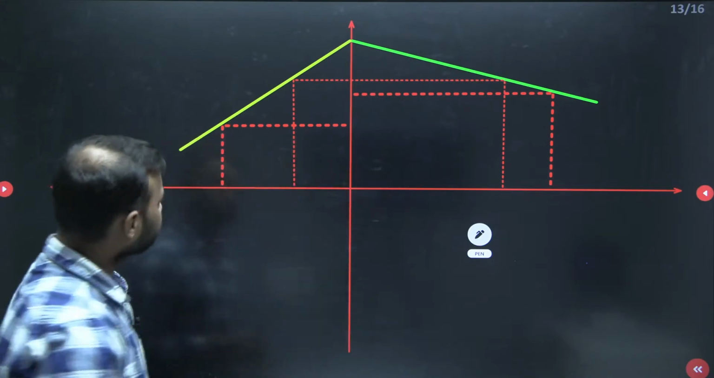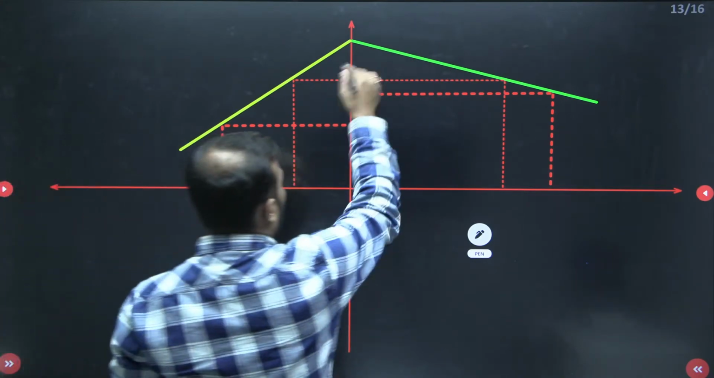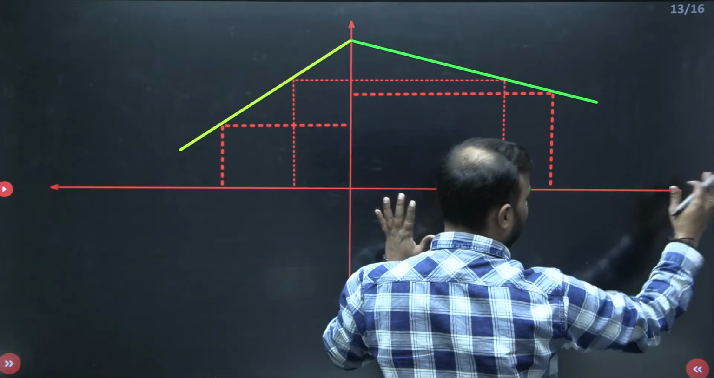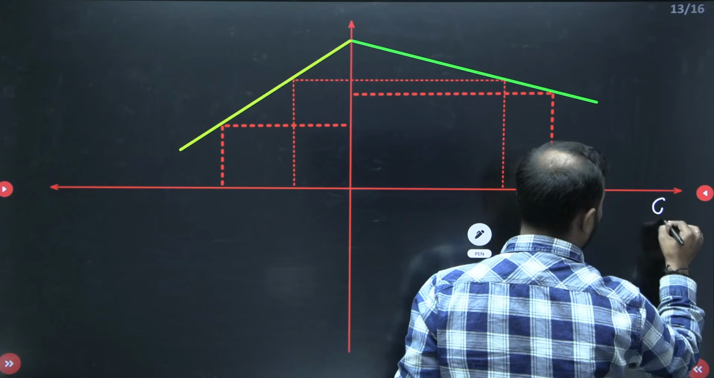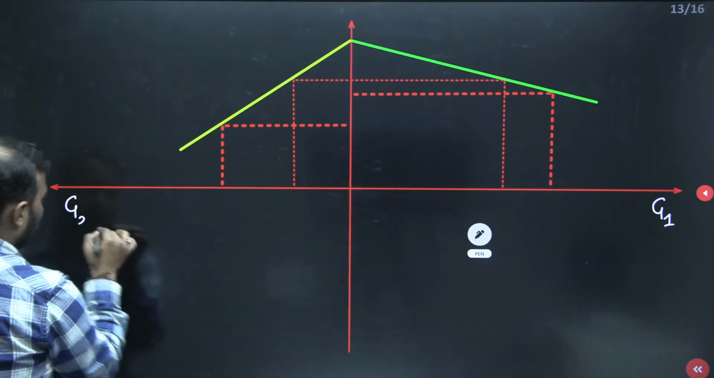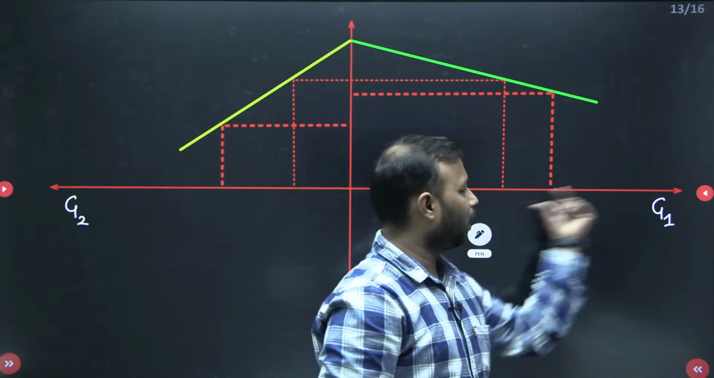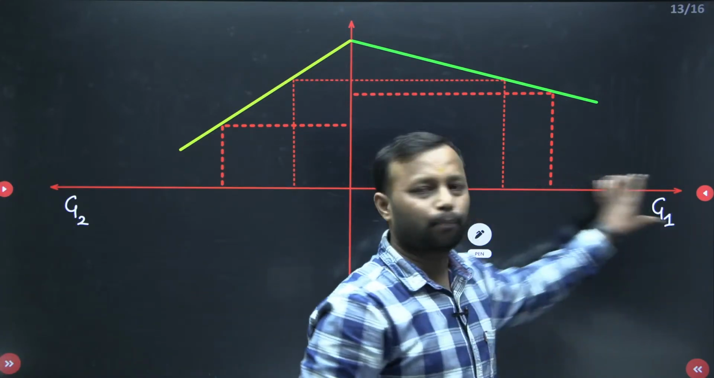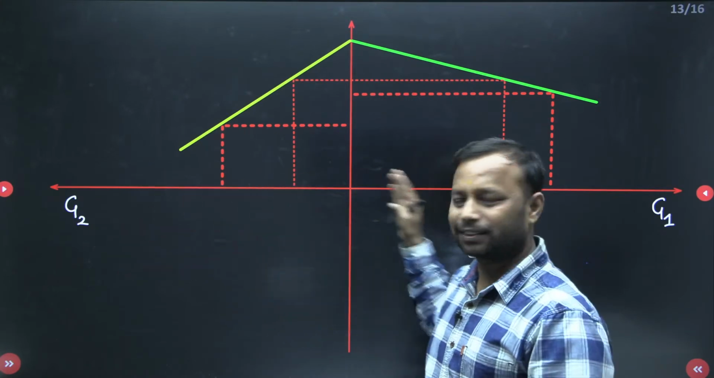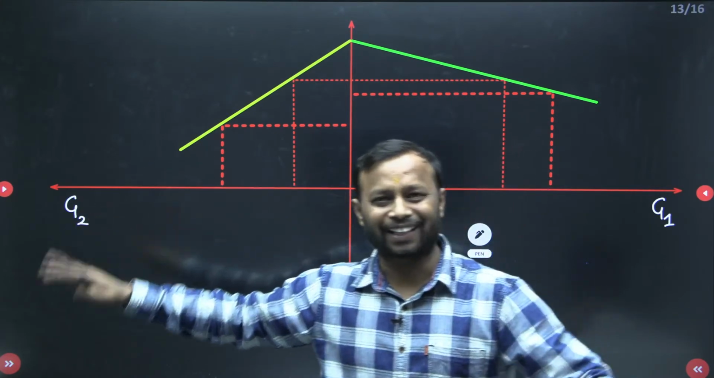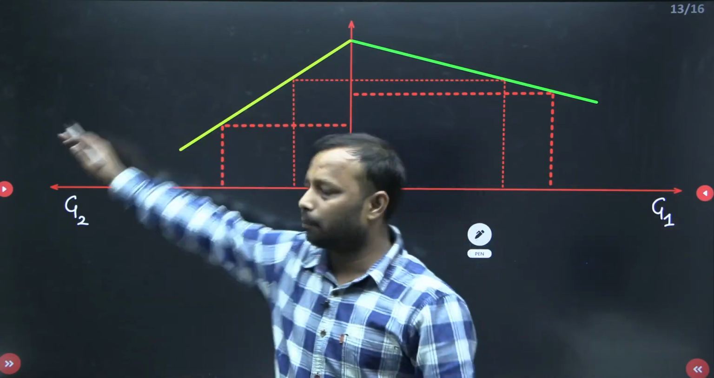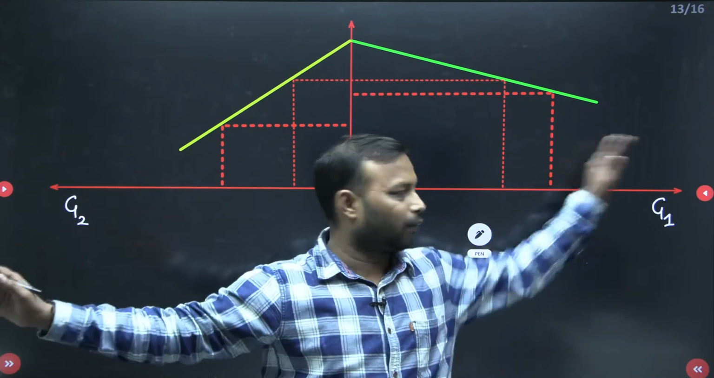So see, here you are going to have two generators. Let me take this right hand side for generator 1, and this left hand side generator 2. Do not think that here generator 1 will have the positive value and this side generator 2 will have the negative value, plus x-axis, minus x-axis. No, it is not like that. This part is for generator 1 and this part is for generator 2.